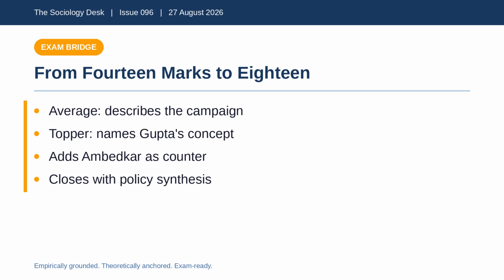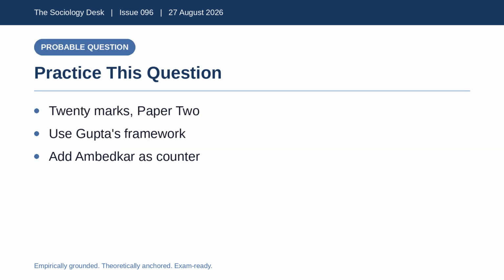The event is your evidence. The theory is always your destination. Here is a question to practice tonight. The Reservation Hatao campaign frames caste disadvantage as a problem of income alone. Critically examine this claim using Dipankar Gupta's understanding of caste and class as discrete categories. Give yourself 25 minutes and use exactly the four-move structure we just discussed.